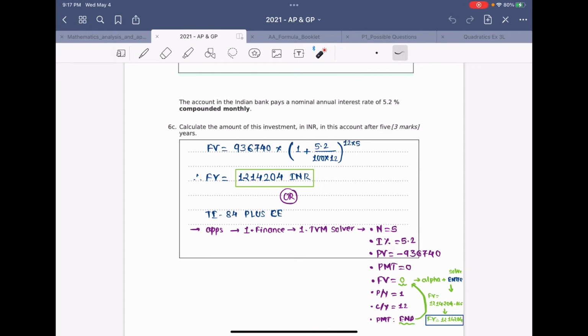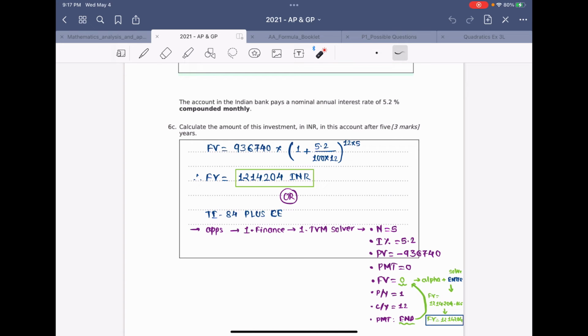Your I is given as 5.2%. Write down 5.2. Do not enter percent. Just write down the value 5.2, or do not convert the decimal value by dividing 5.2 by 100. Just keep it as 5.2. Present value is basically 936740, which is the converted amount, but it has to be negative because that is a flowing amount. PMT is always 0. Future value we want to find, that is why we are keeping it as 0.